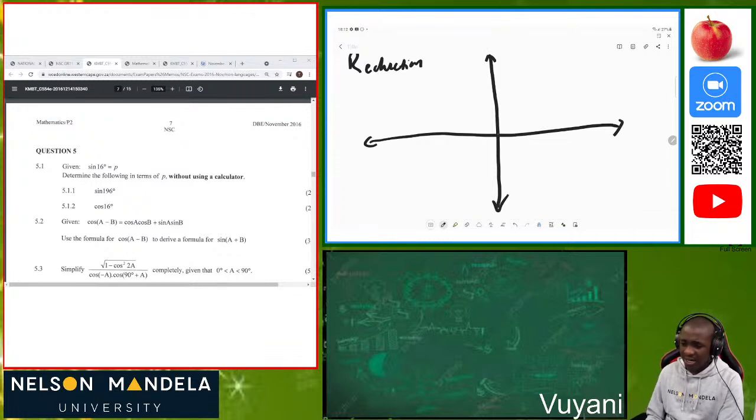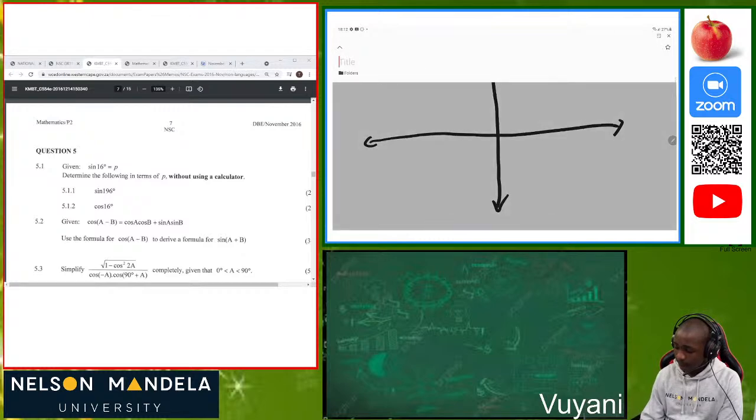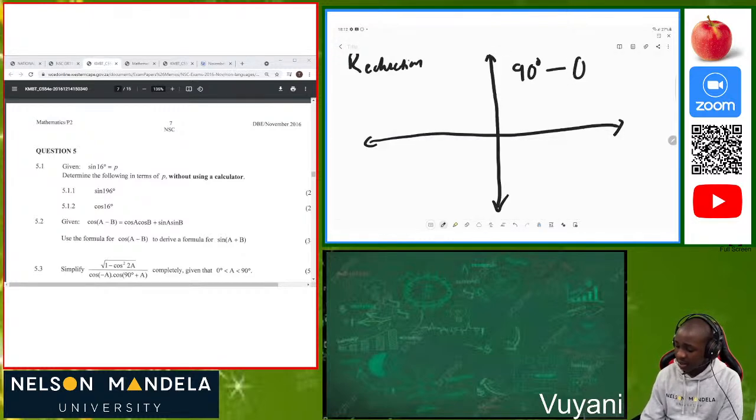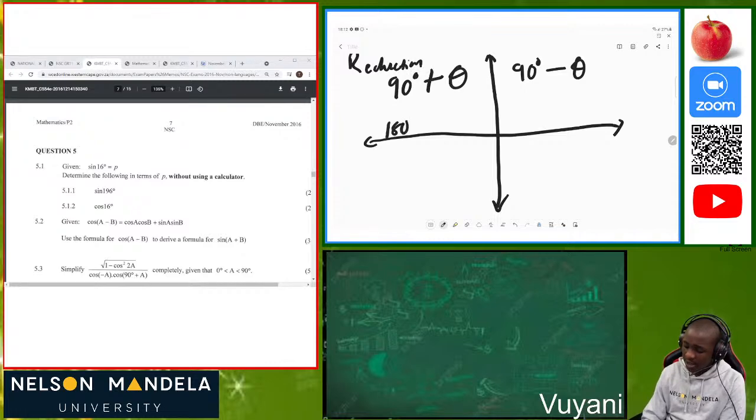Now, in the first quadrant, we always have 90 degrees minus theta. Theta is going to be our angle. And in this second quadrant, we have 90 degrees plus theta. And we also have 180 degrees minus theta, which means when we are reversing from the third quadrant, because here it's 180, we all know that a straight line is equal to 180 degrees. And when we divide by 2, we have 90. And when we add 180 plus 90, we have 270.